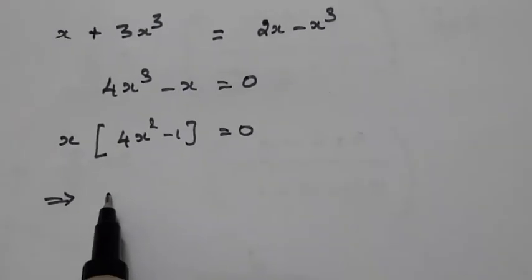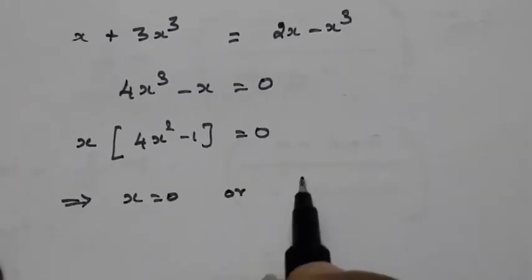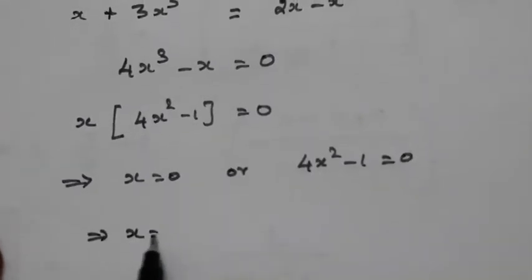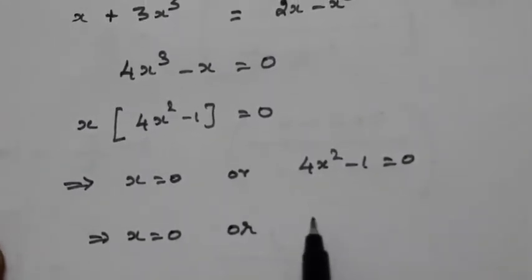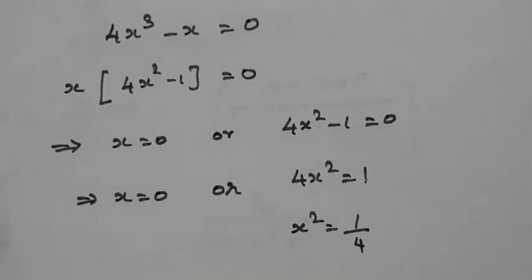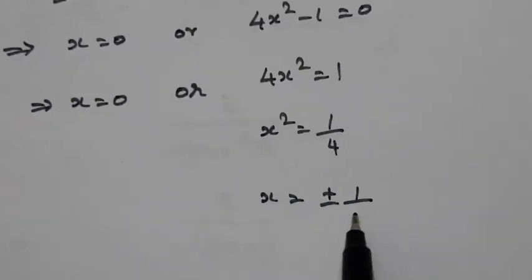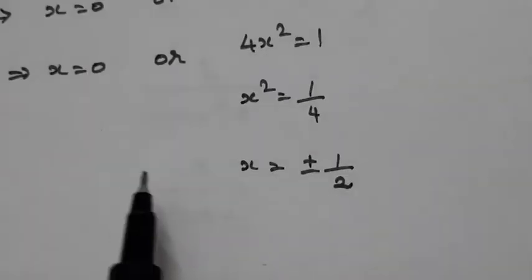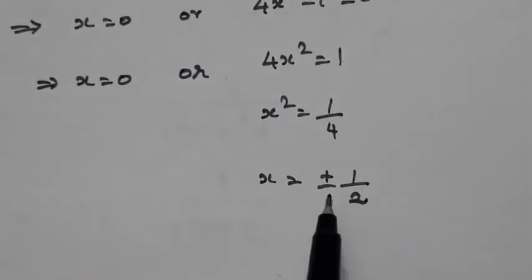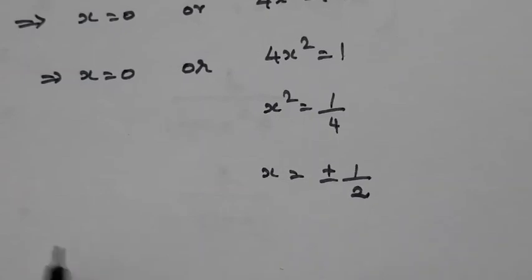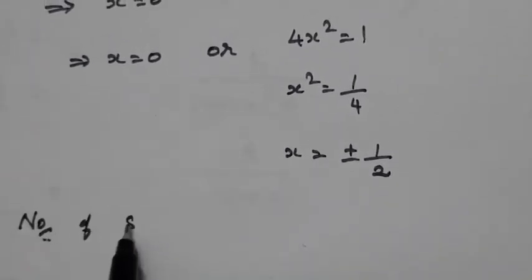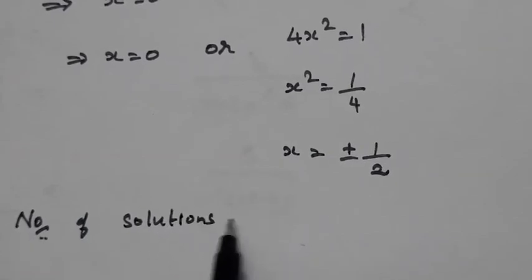This implies that either x is equal to 0 or 4x squared minus 1 is equal to 0, or x is equal to 0 or 4x squared is equal to 1, or x squared is equal to 1 by 4, or x is equal to plus or minus 1 by 2. So how many solutions do you get for x? 3 solutions. What are they? 0, plus 1 by 2 and minus 1 by 2. Therefore, what is the number of solutions? The number of solutions for the given problem is 3.